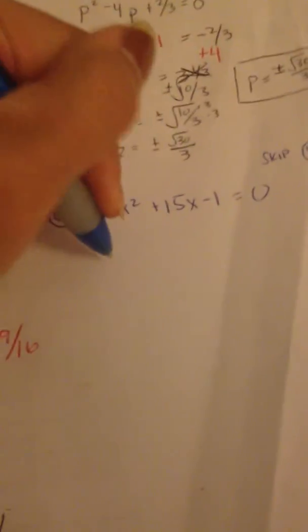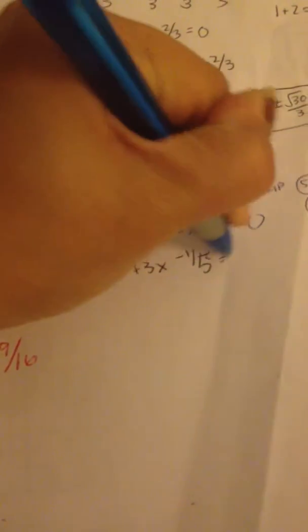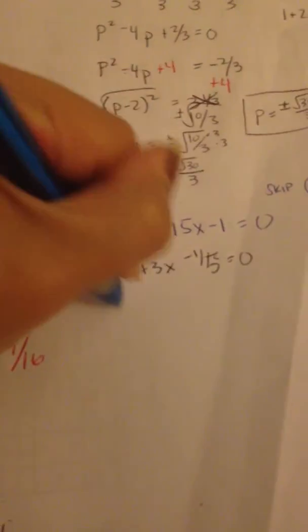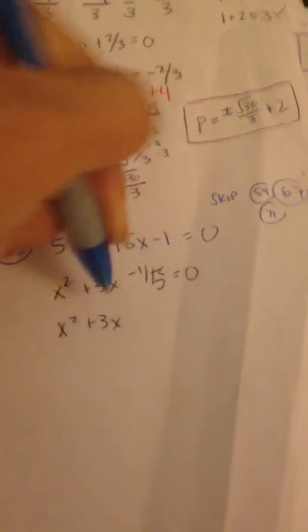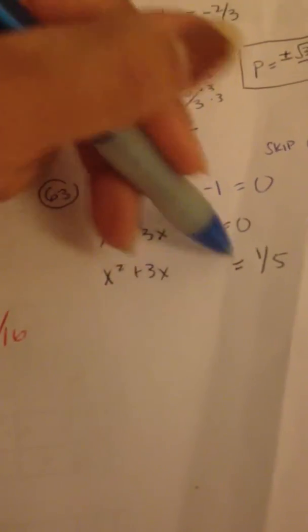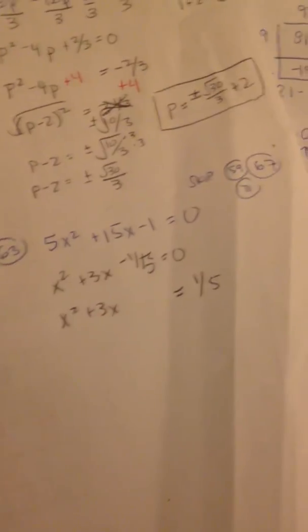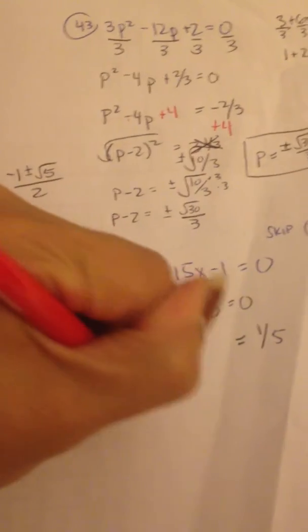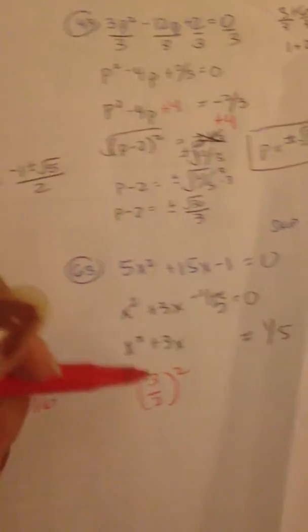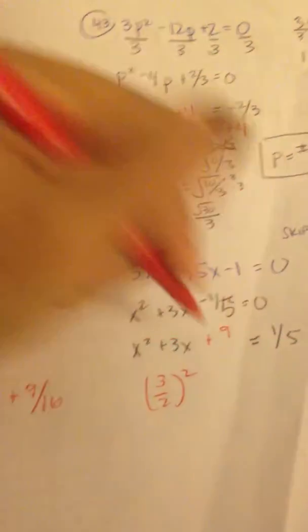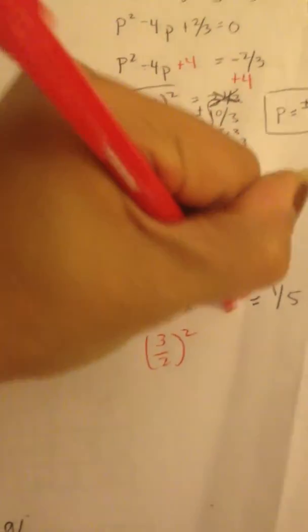Alright, last problem. Divide everything by 5. You guessed it. X squared plus 3x minus 1/5 equals 0. X squared plus 3x. Move the other one onto the other side. Leave a space so you can complete the square. How do you find that number? It's b divided by 2 squared. 3 squared is 9. 2 squared is 4. So you're adding 9/4 on both sides.